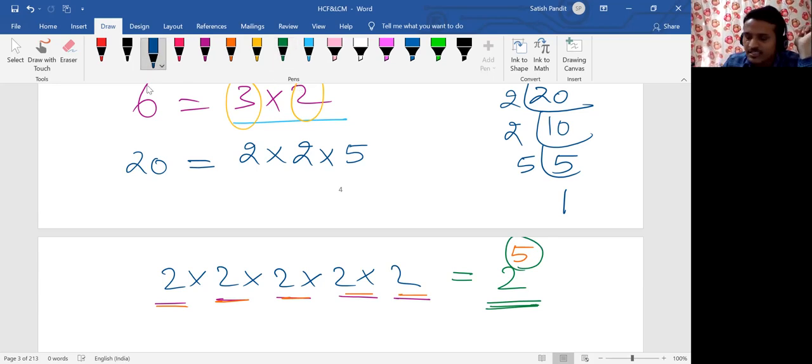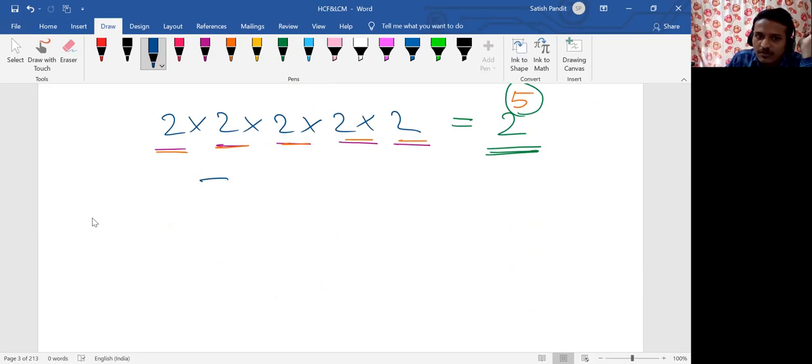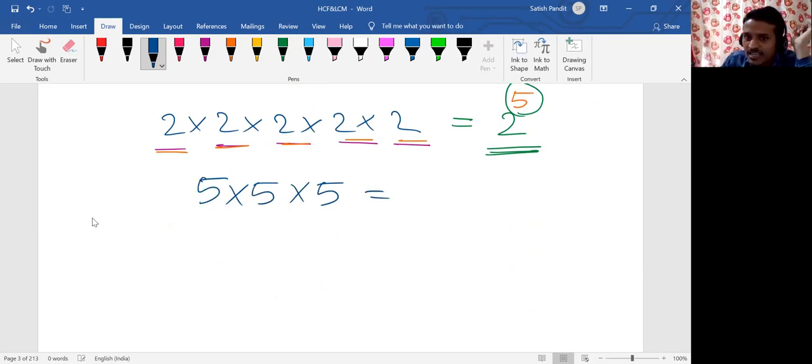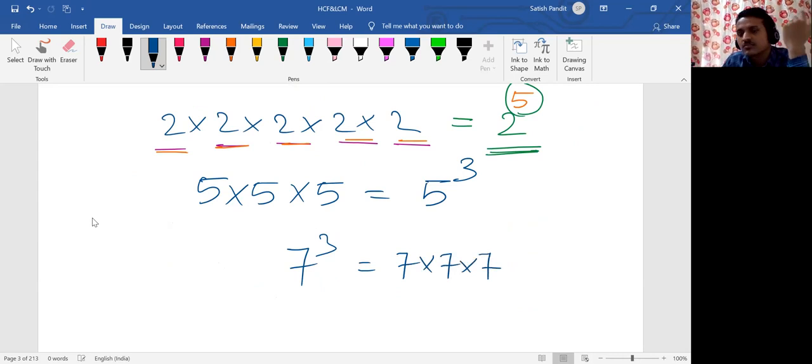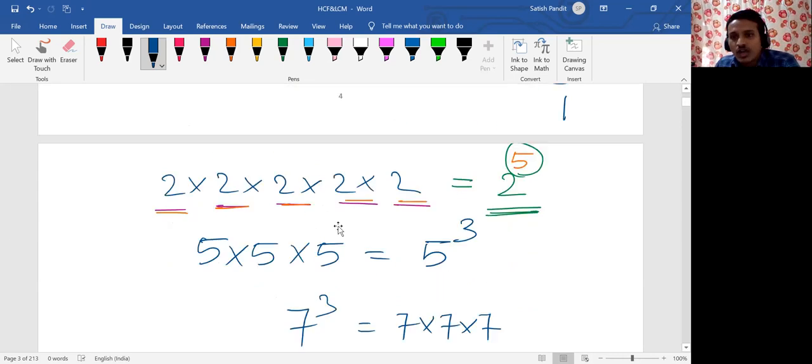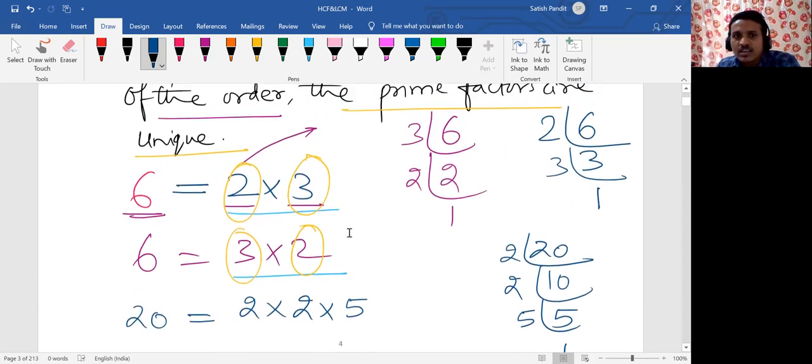I'll give another example so that you understand. For example, if I have 5 into 5 into 5, I can write this as 5, which is getting repeated, and how many times? 3 times. So 5 to the power 3. So if they give 7 to the power 3, you can write it as 7 into 7 into 7. I hope you understand even this.